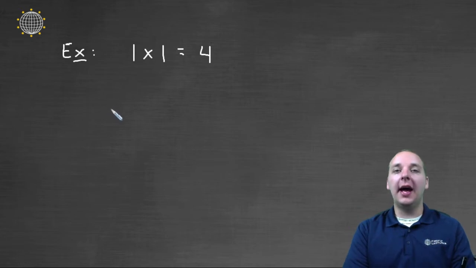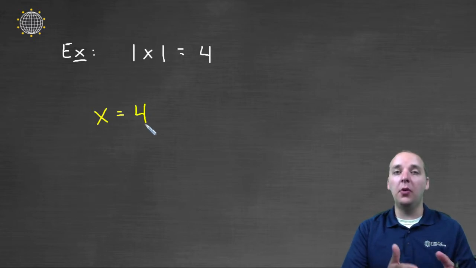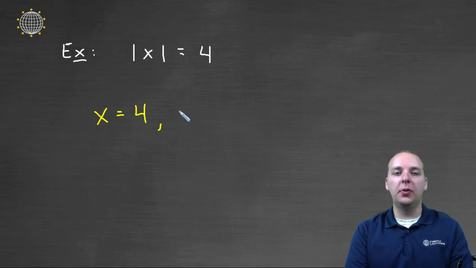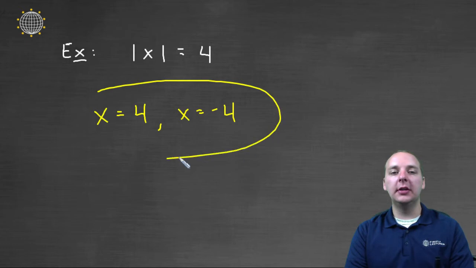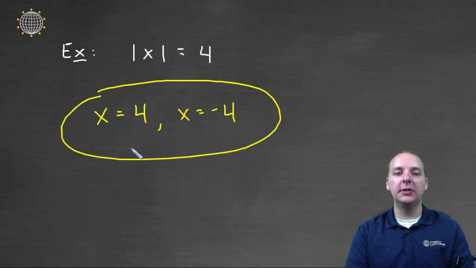There's not going to be much algebra we're going to do. We're just going to basically think of a number that if you took its absolute value would give you 4. Well, x could be 4, right? Because the absolute value of 4 is 4, but that's not the only number. There's another number whose absolute value is also 4. How about negative 4? If x is negative 4, the absolute value of negative 4 is also positive 4. So you would actually get 2 solutions from this equation here.